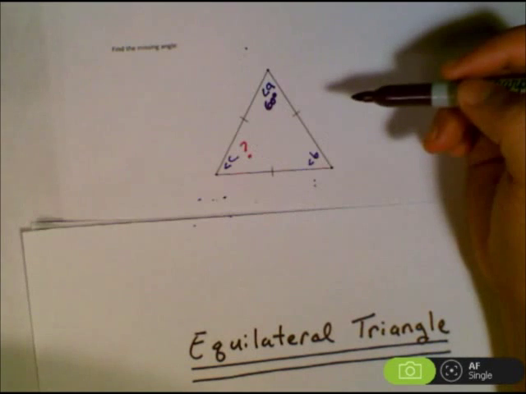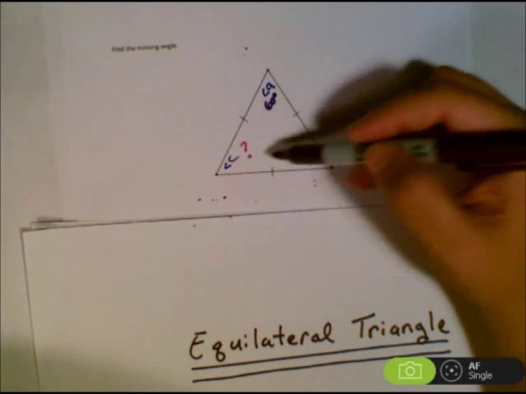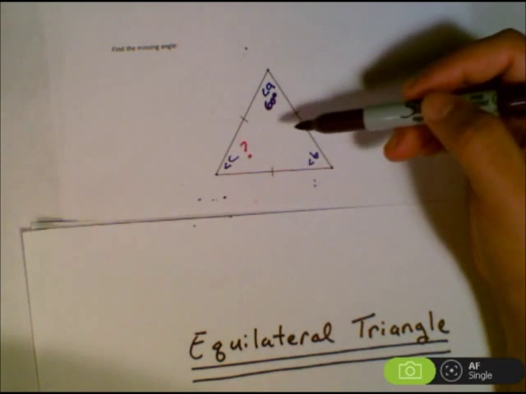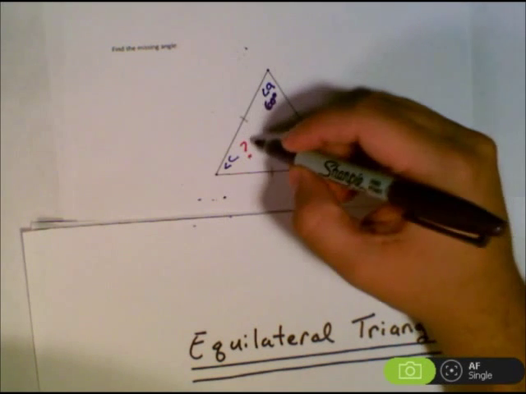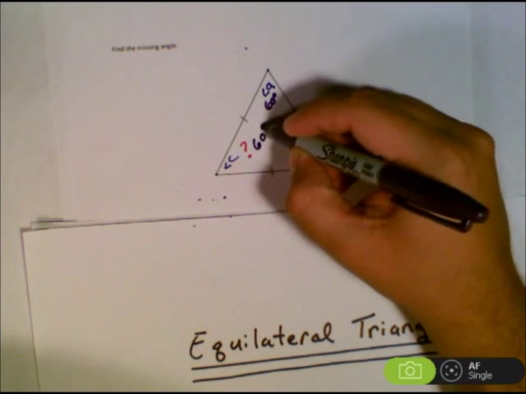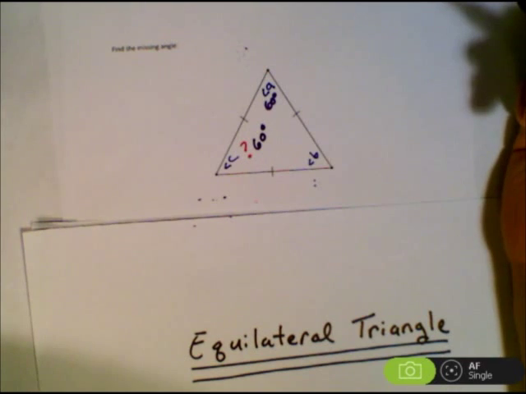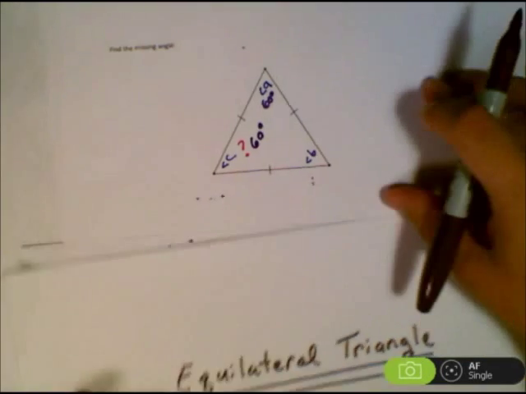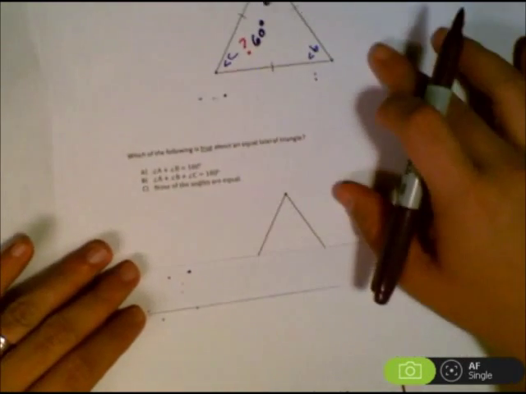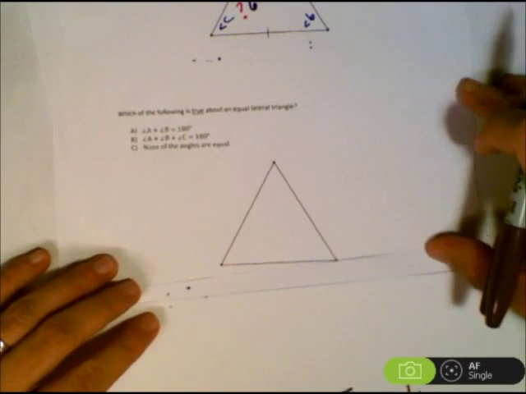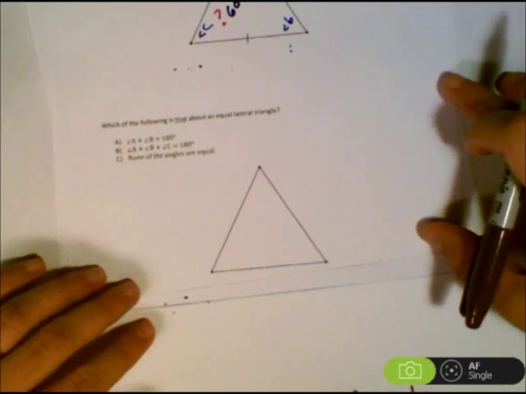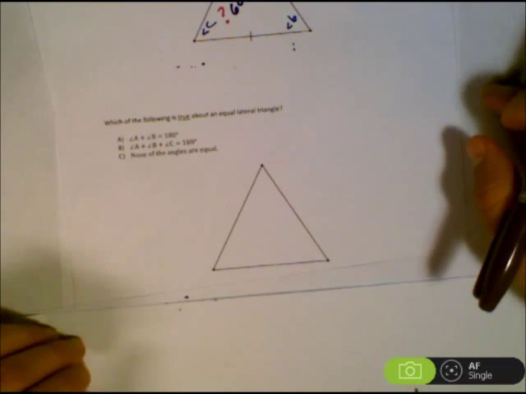So what is the measure for angle C? Since all the angles in an equilateral triangle are congruent, the measure for angle C is 60 degrees. Not that hard, right? Now let's go to this example. Which of the following is true about an equilateral triangle?